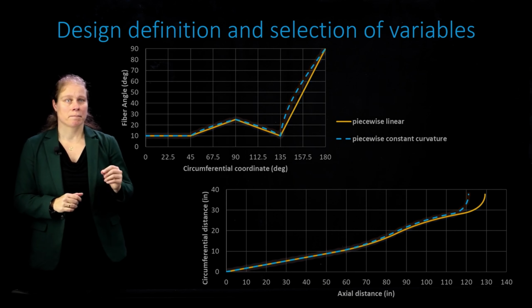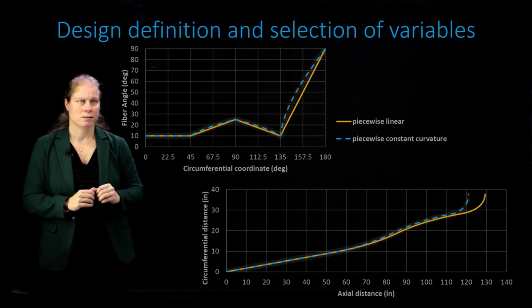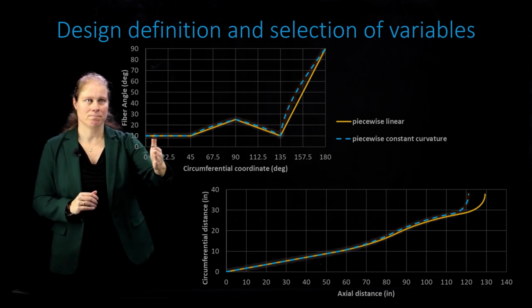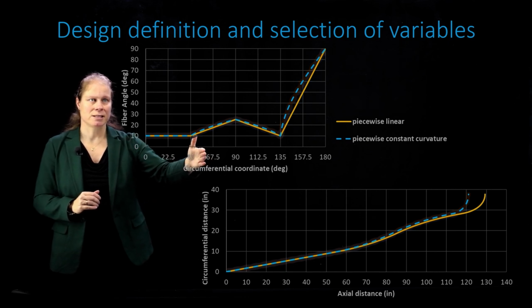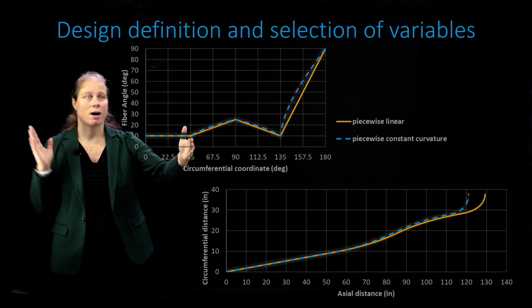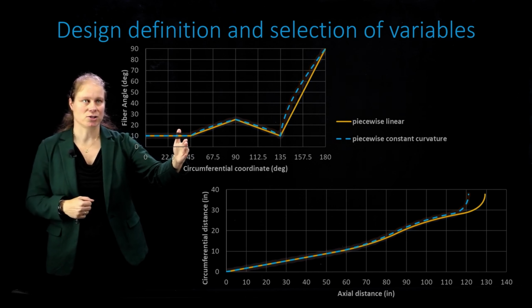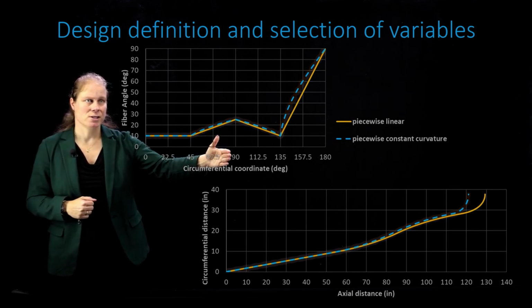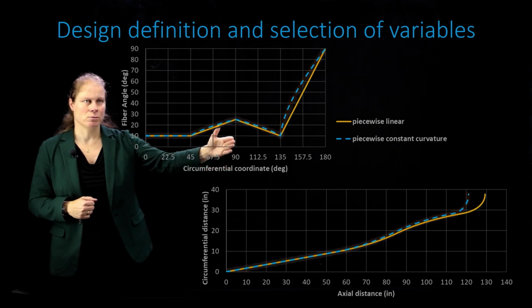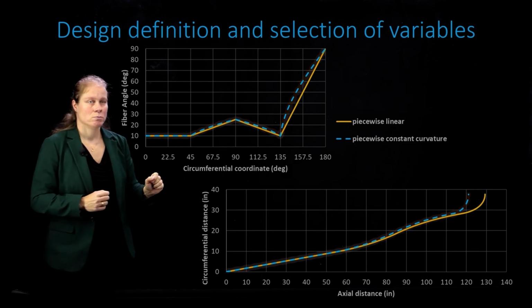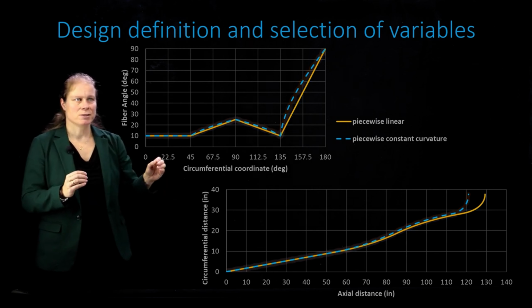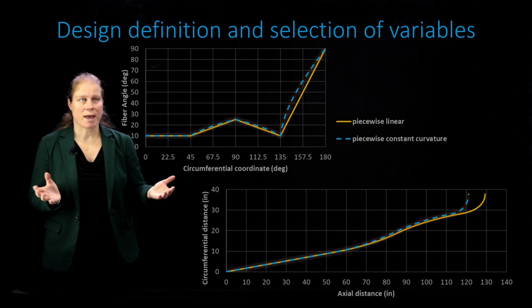And in this case, I defined the fiber angle at every 45-degree increments. So you can see here, at 0 degree, I set it to 10. At 45 degrees, I set it to 10. So that's a constant angle, right? Nothing special about it. But at 90 degrees around the circumference, the fiber angle goes up to, I believe that was 25 degrees. And the one thing that you might notice is that the piecewise linear and the piecewise constant curvature angle distributions are very similar.